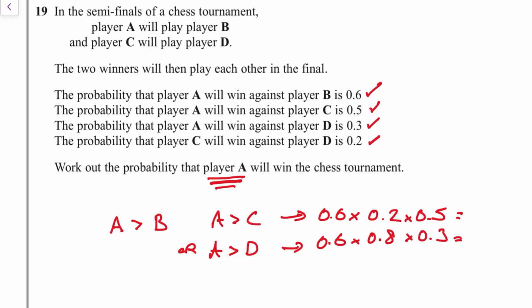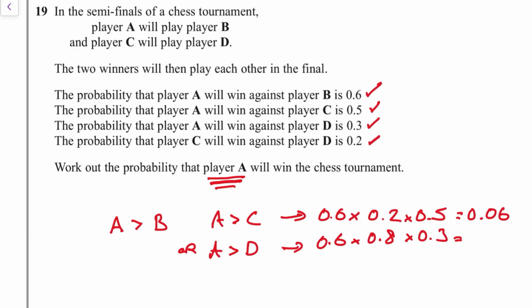Right, so remember this is a non-calculator paper. I need to very carefully work these things out, don't I? So 6 times 2 is 12 times 5 is 60. But then I'm dividing by 1, 2, 3 zeros. So that's going to be 0.06. Similarly, 6 times 8 is 48.